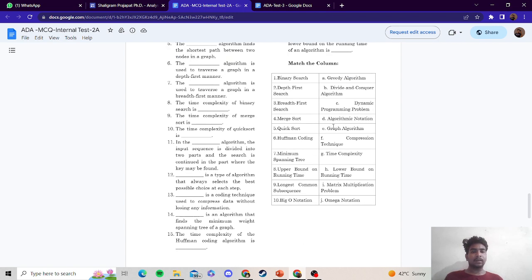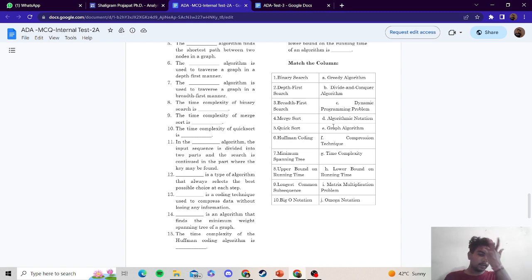Now for match the column. Binary search. We have been given some match the column. So binary search will be with the divide and conquer algorithm. Depth first search will match with the graph algorithm. Breadth first search will match with the graph algorithm. Merge sort will go with the divide and conquer algorithm.